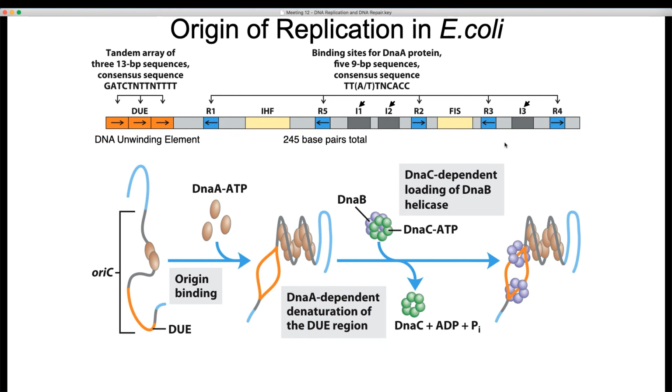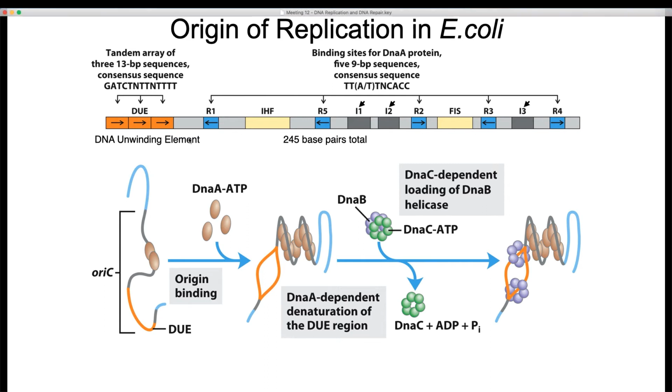coli looks like this. Now, you don't have to memorize all of these various sequences, but there are 2 that are important. First, these sequences here that are going to be bound by a protein called DNA A. And then this sequence here called the DNA unwinding element, or the DUE, or just the DUE. Notice there's lots of T's in this sequence, and that's on purpose because this is going to be the original sequence that is going to unwind to separate the 2 strands of DNA so DNA polymerase can get in there and start reading those 2 strands separately.